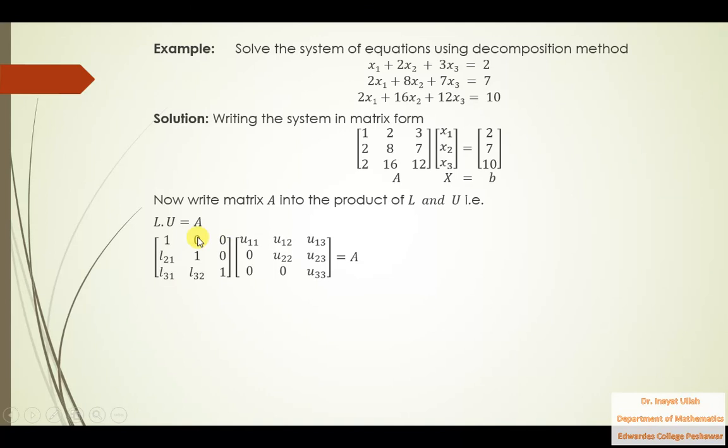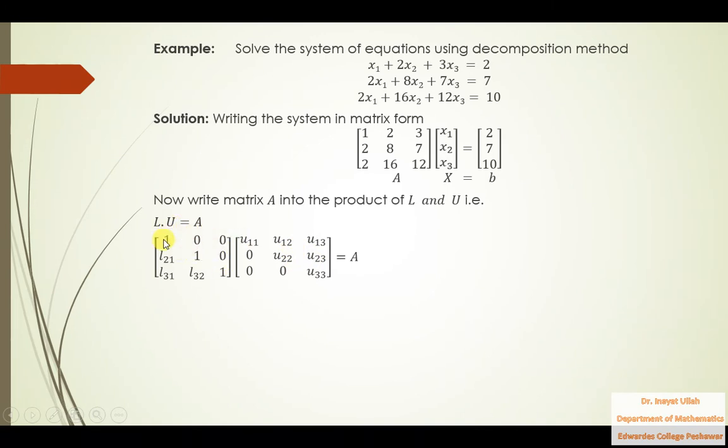In the upper triangular matrix, this element is in the first row and first column, so it is denoted by U11. Because of U, this element is U11, and this element is in the first row and second column, so this is U12. This element is in the first row and third column, so U13, and so on for the other elements. Now we need to multiply these two matrices.